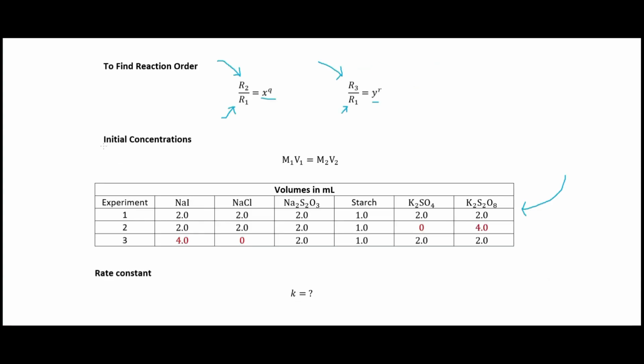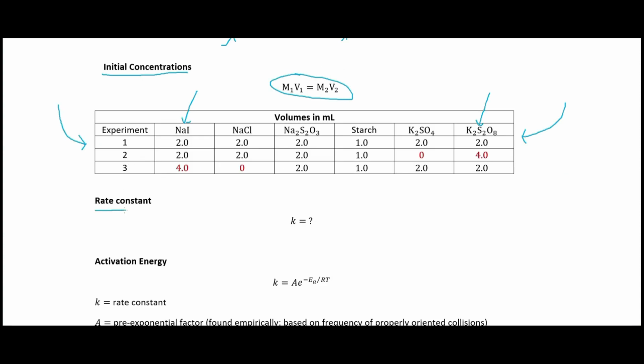Then the next question will be looking for the initial concentrations, and so we will be using the dilution formula here and looking at the volumes here. And in the table in the book actually has the concentrations for all of these things here, which will be 0.2 molar for each of those. And so that's what we will be using for the M1, V1, and M2, V2 on that. Then we will want to find the rate constant, and so for that we will be using the rate equation.